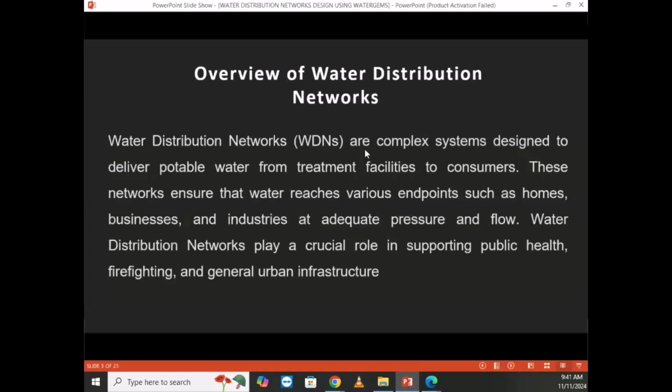So your question was, if we have a source, and then we have a treatment plant, WTP, it's a water treatment plant. Then after this one we have a main storage tank. Then from this main storage tank, you may have different scenarios.